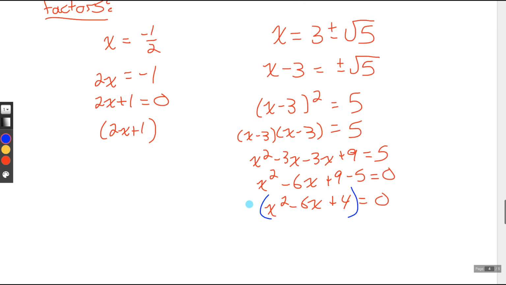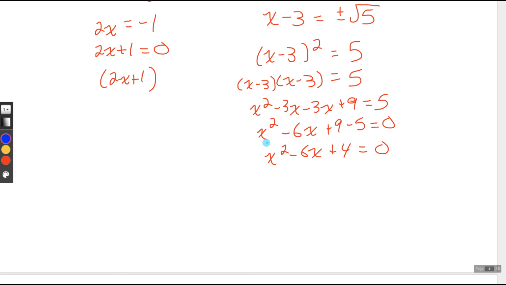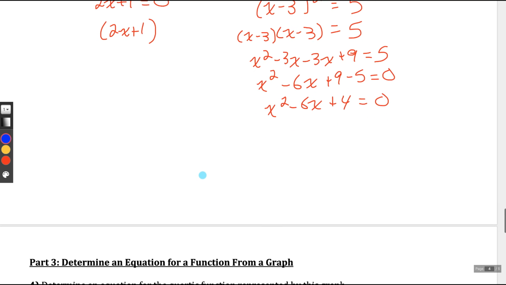So this right here is the factor that if we were to set it to 0 and solve, we would get the zeros of 3 plus or minus root 5. And if you don't believe me, try the quadratic formula to solve this. You will get 3 plus or minus root 5. So x squared minus 6x plus 4 is the second factor.